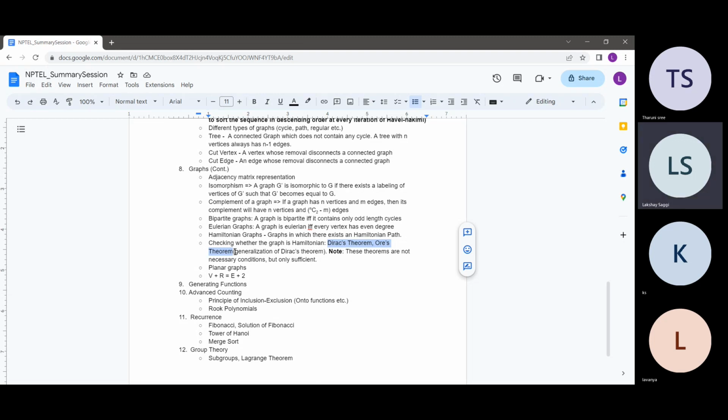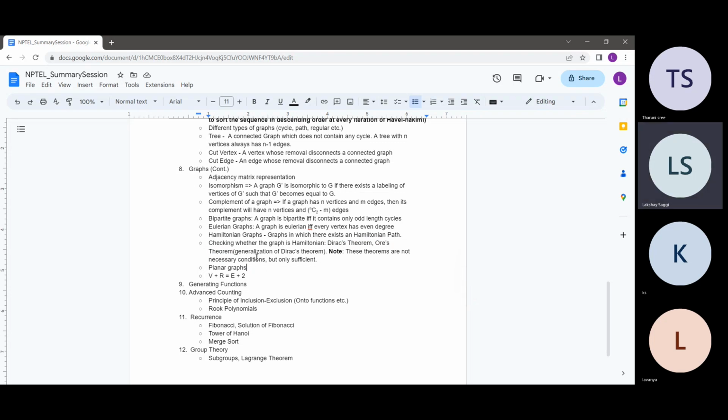But there can be a case that the graph does not satisfy the properties of these theorems, but it can still be Hamiltonian. Right? So note and keep this distinction in mind because I believe it's important and it can be easily asked in the exam also.